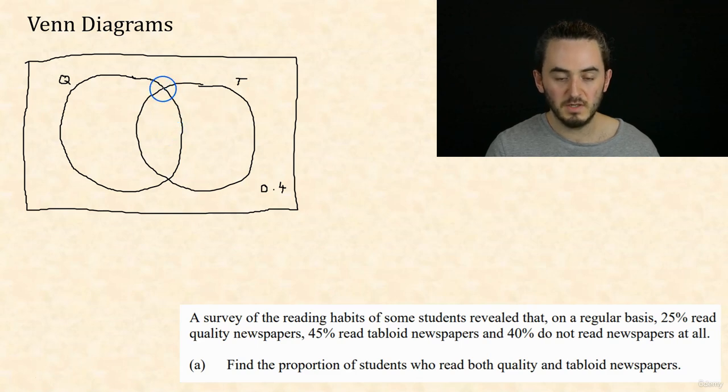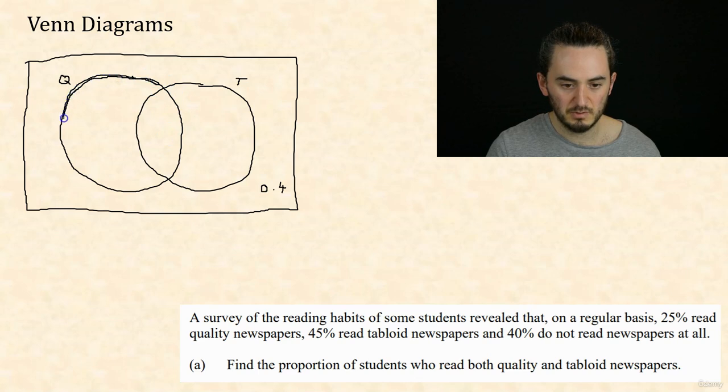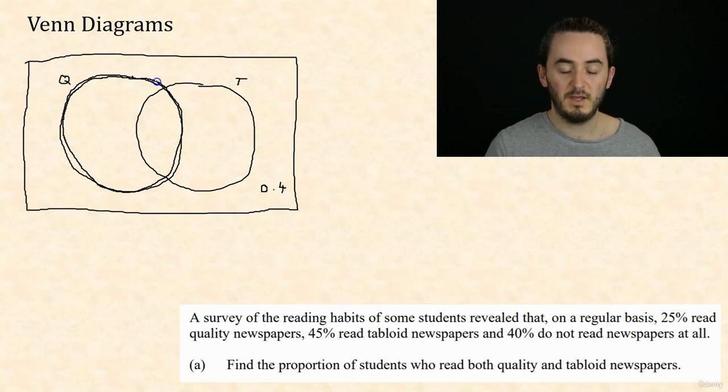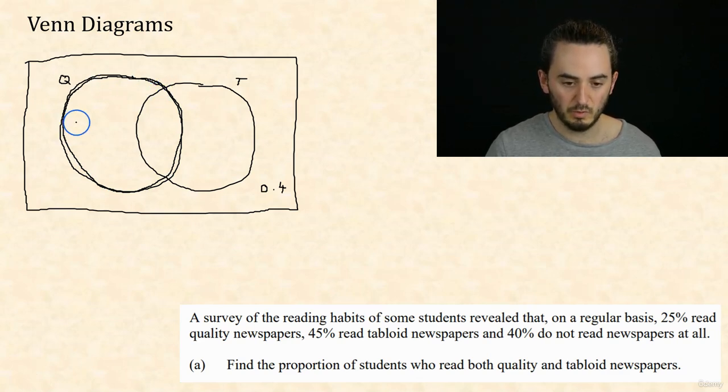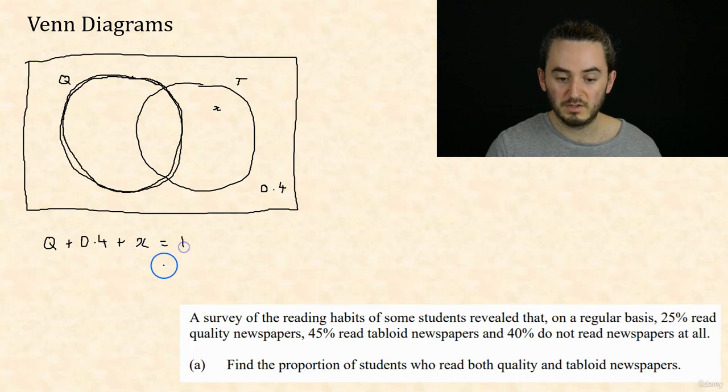If we know that the quality newspapers, that's this bubble here, adds up to 0.25, okay, this entire bubble here adds up to 0.25, then the only region unaccounted for, if we know that all of this adds up to 0.25 and this is 0.4, is this region here. So I know that all of quality plus 0.4 plus this little region here, and let's call this region X, should equal 1 because the whole lot adds up to 1.